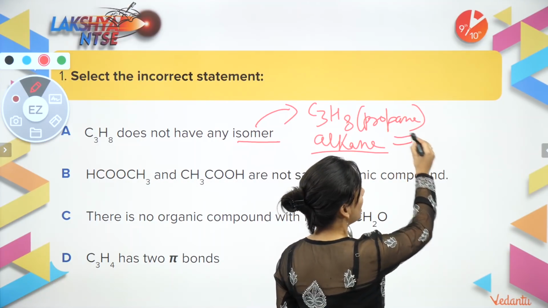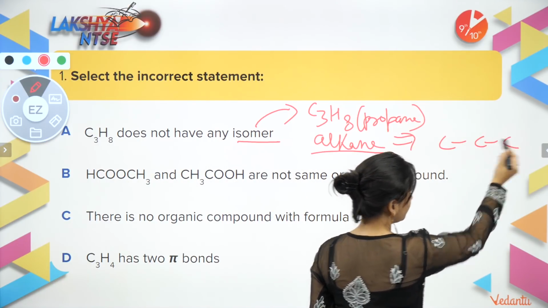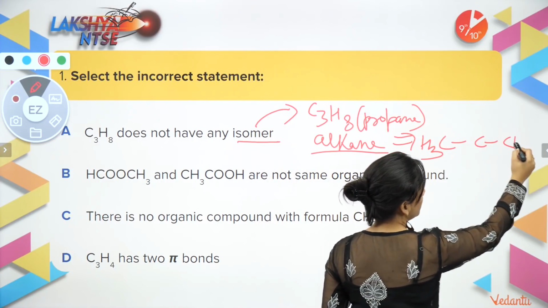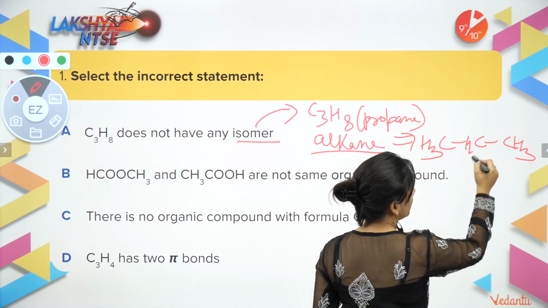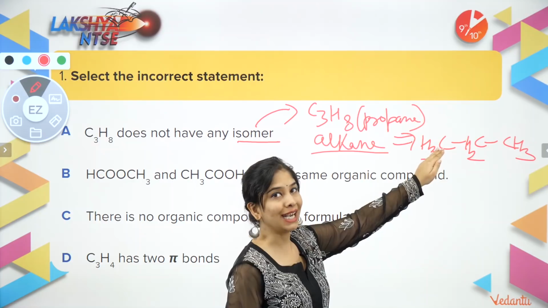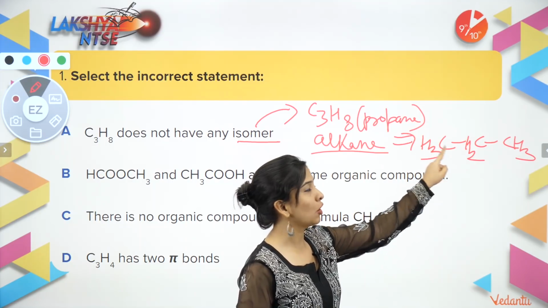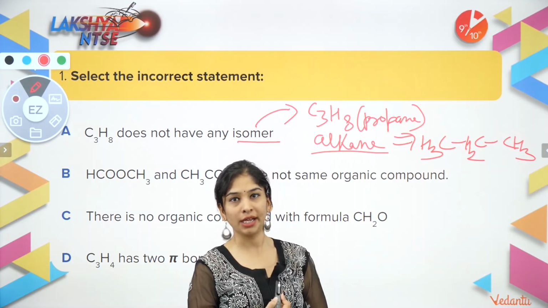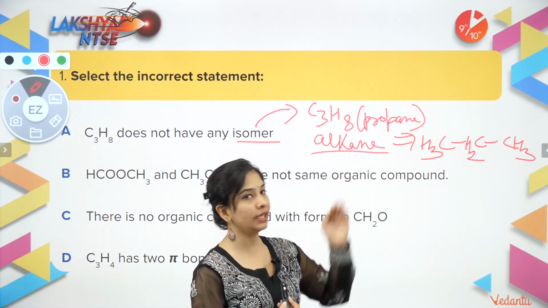Isomers means they should have different structure. First I'm writing it this way. There are 3 hydrogen here, 3 here and 2 here. On which basis am I arranging them? On the basis of tetravalency of carbon. Carbon will always make 4 bonds. इसके अलावा there is no other possibility to write C3H8.